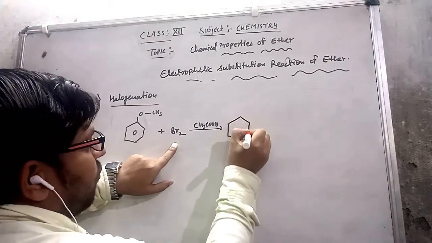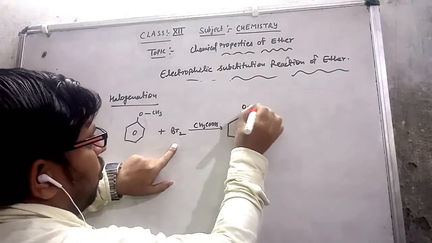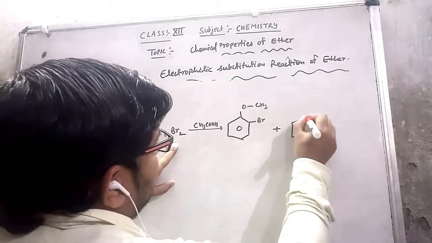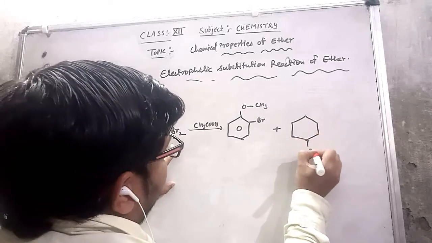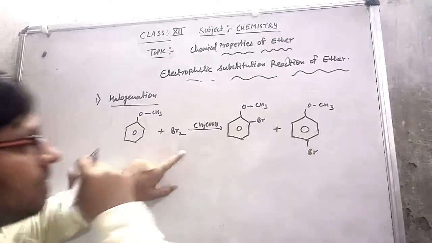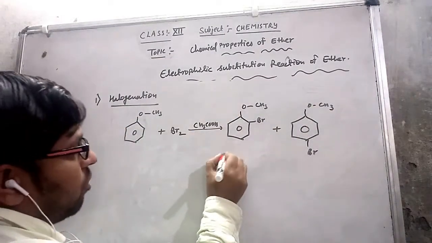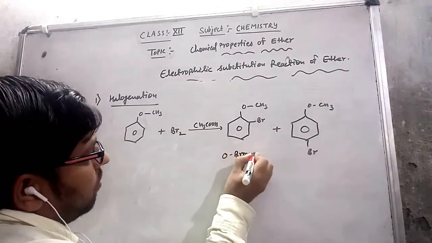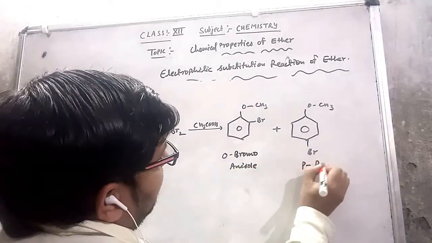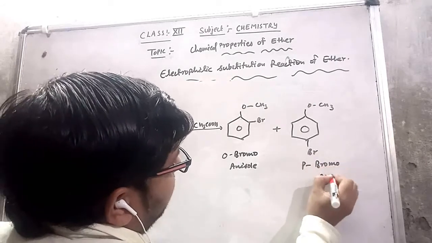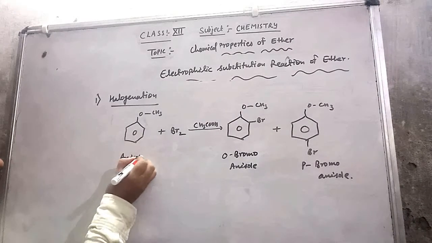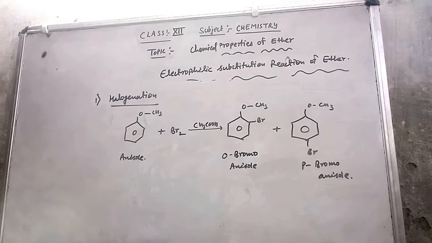So what are we getting here? This is OCH3, this is ortho, and the next one is on para. Like this we are getting the products. This is ortho bromo anisole, and this is para bromo anisole. So that is the first electrophilic substitution reaction.